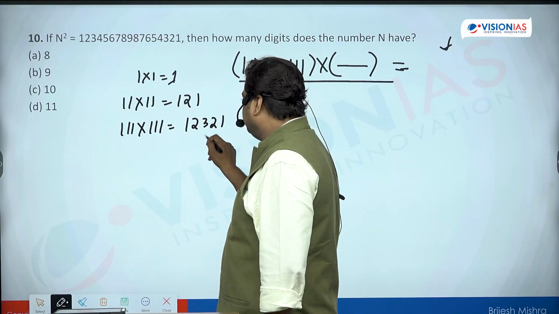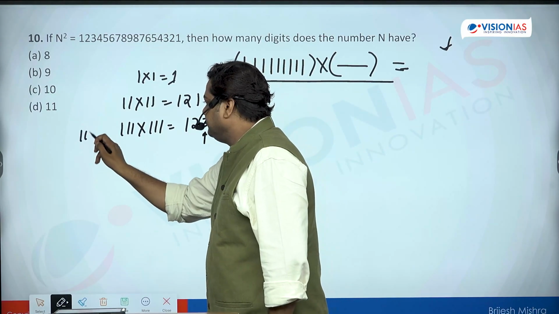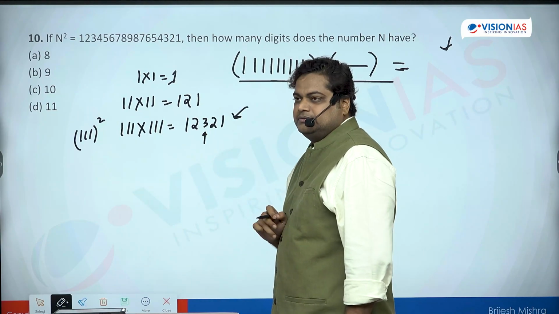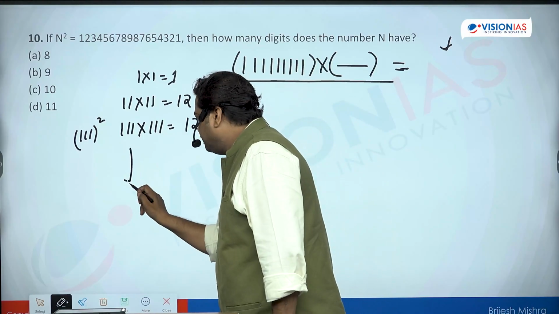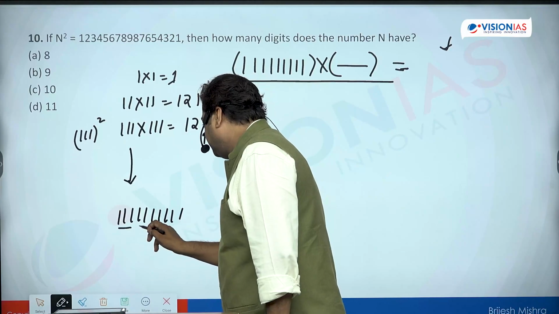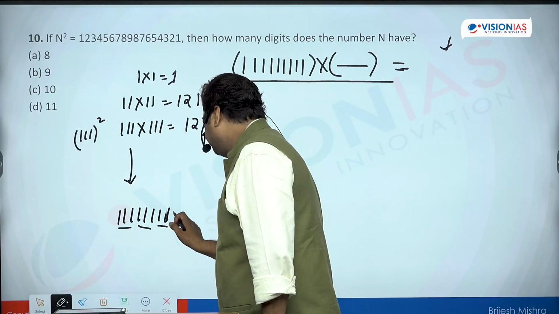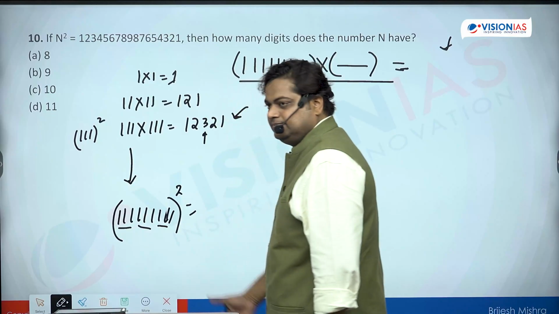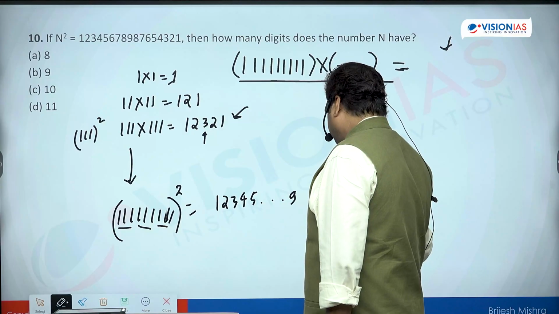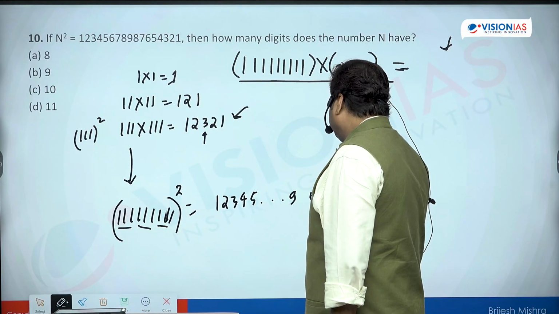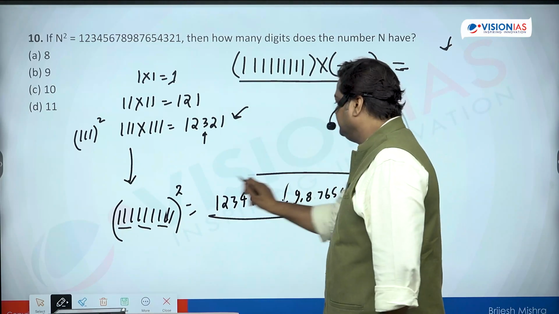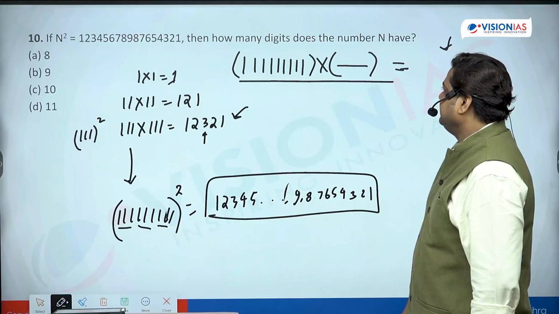Mirror image, in the middle 3. So this way, this is basically 111 square. So we are getting how many digits? 5. So this way, if we go further, if we are taking 9 ones, if we take the square, then we'll get the number 1, 2, 3, 4, 5, 6, this way till 9, then 8, 7 and so on down to 1. This way we are going to get the number.